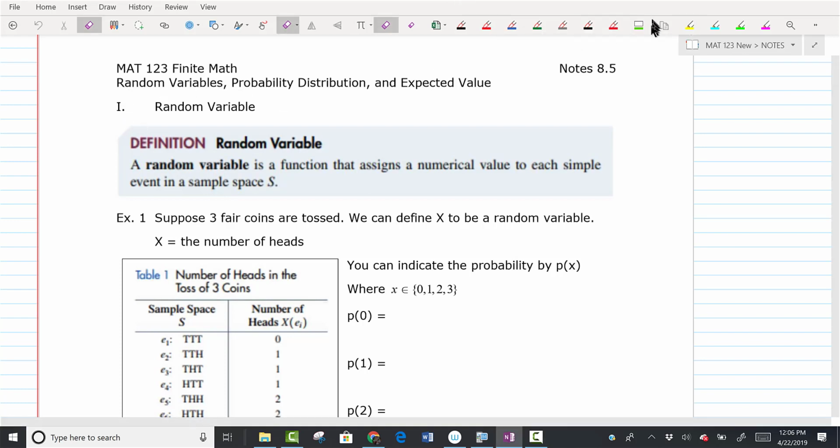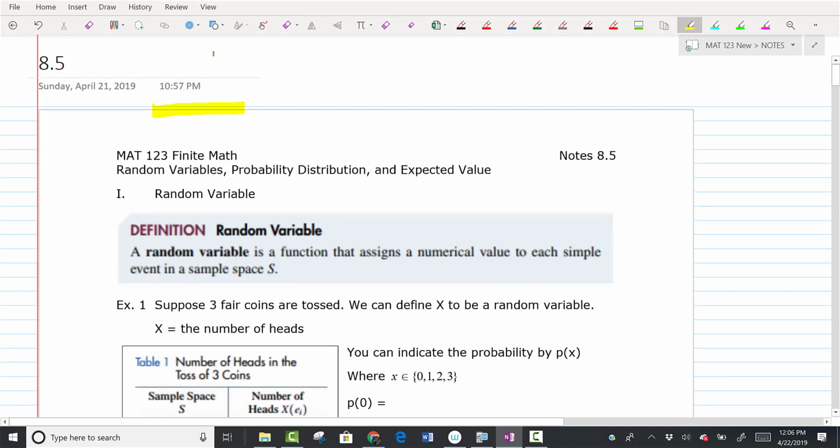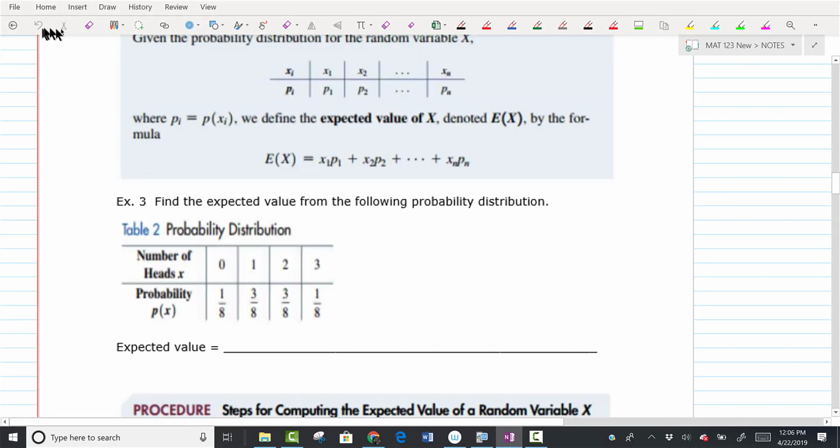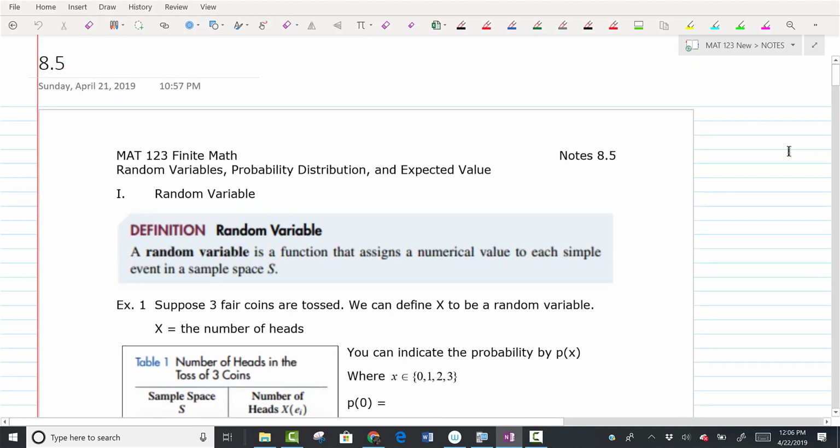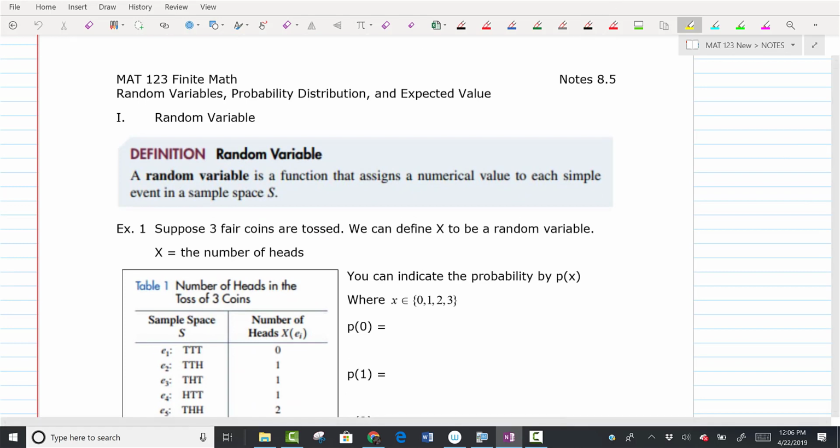Okay, so the first thing I want to look at is we'll go through what we mean by a random variable here. Gosh, what in the heck? For some reason it messed me up and went to another page. Everything's a surprise on this program.